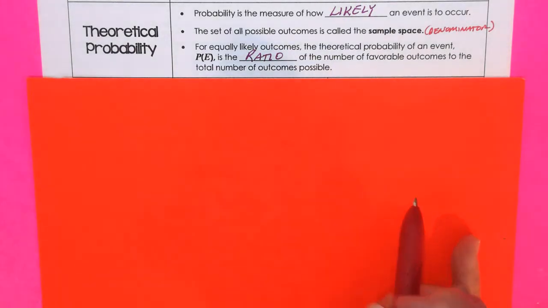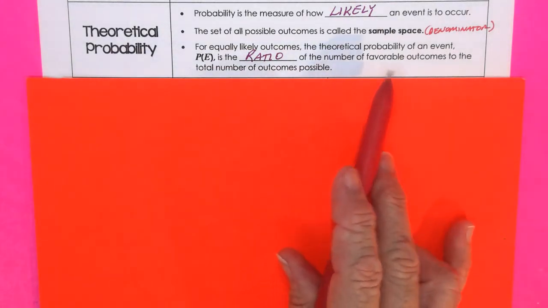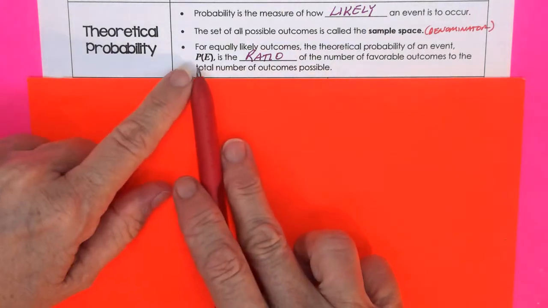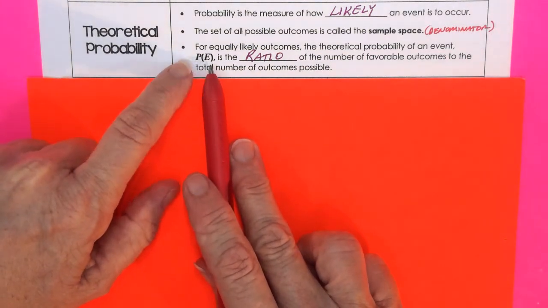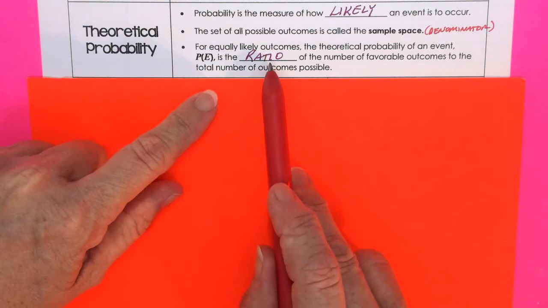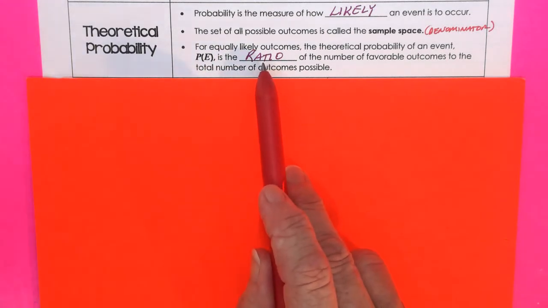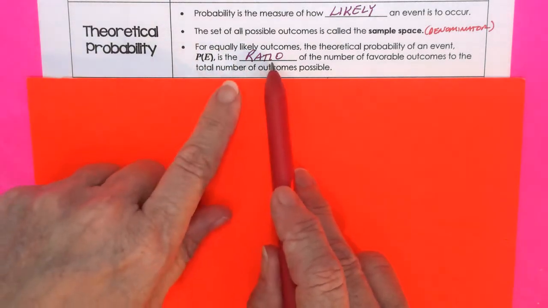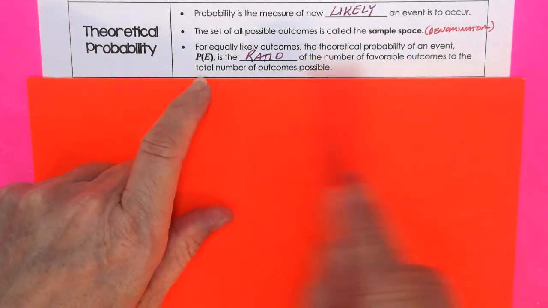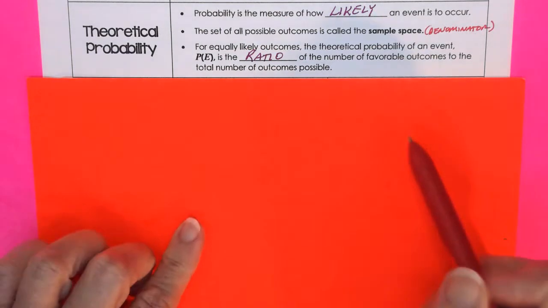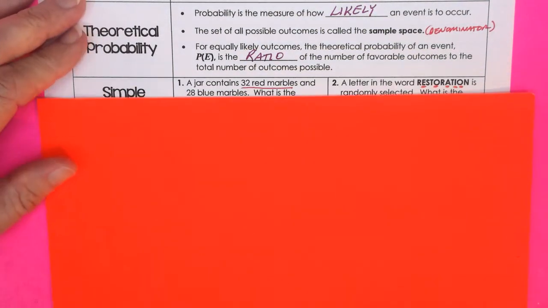For equally likely outcomes, the theoretical probability of an event, written as uppercase P and then in parentheses uppercase E, probability of the event, is the ratio, a fraction, right? We're just comparing two values. The ratio of the number of favorable outcomes to the total number of outcomes possible. So we're going to do some examples.